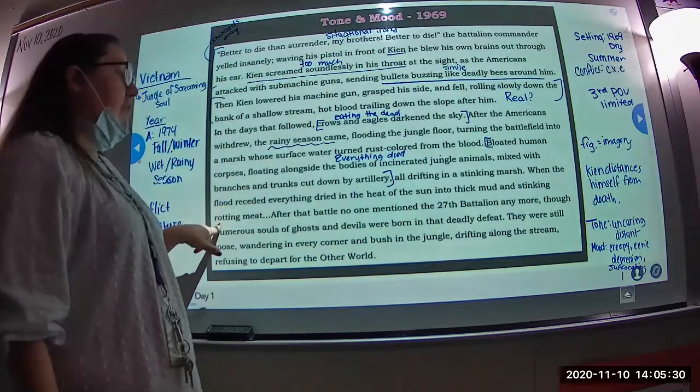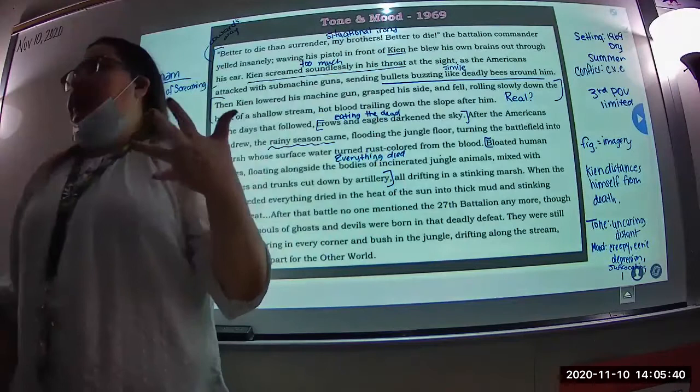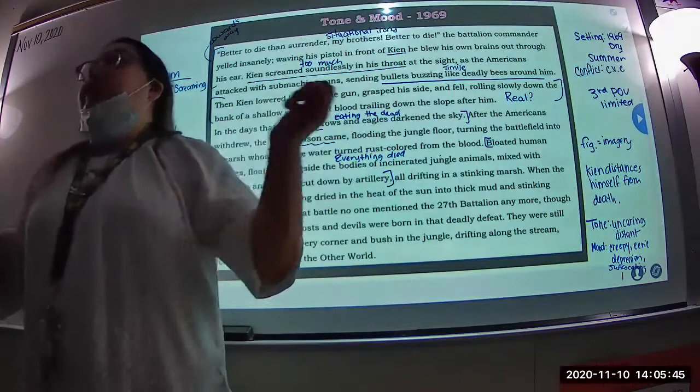And when we think of this mud, think back to the things they carried. Okay, and they talked about Kiowa trying to get him out of the mud. It's not just any type of mud, right? It's that mud that's so thick that they couldn't get him out, right? So that's the type of mud it is. Now, let's talk about this.